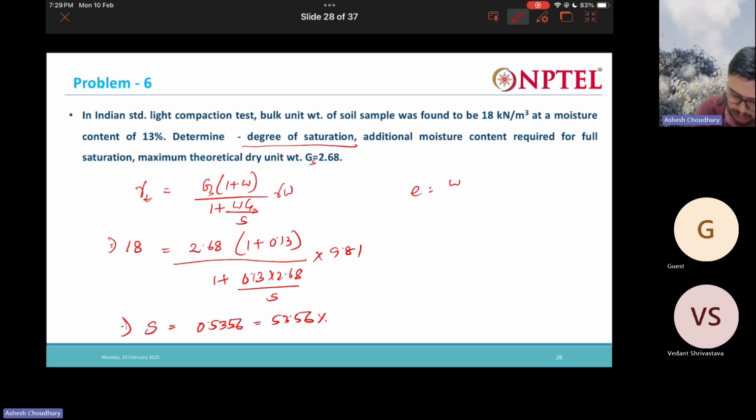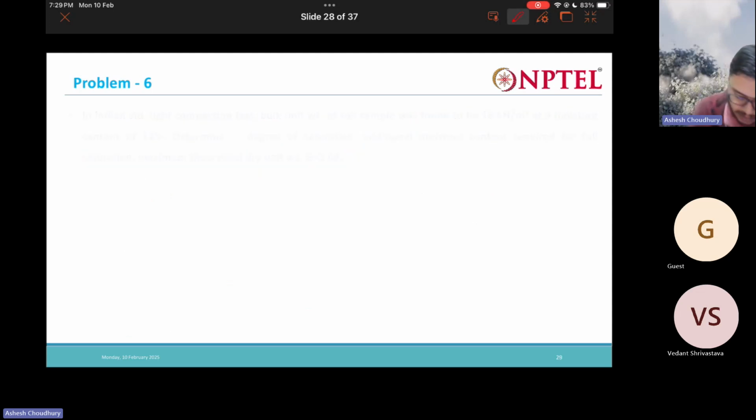Now next is to find out the void ratio. The void ratio will be W into G by S. So 0.13 into 2.68 by 0.5356 is 0.65. So I found out the void ratio too. Then next task. Now see, at any given compactive effort, the void ratio actually remains the same, remains constant.